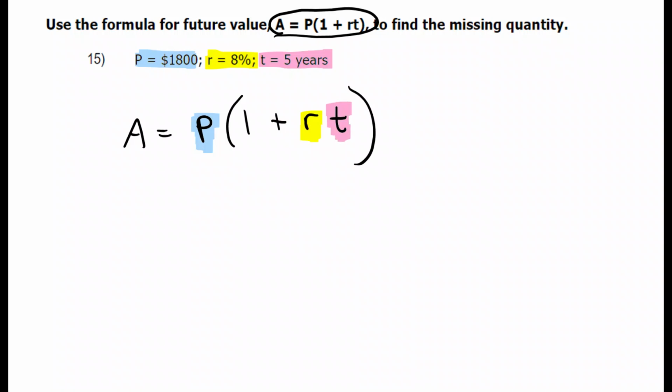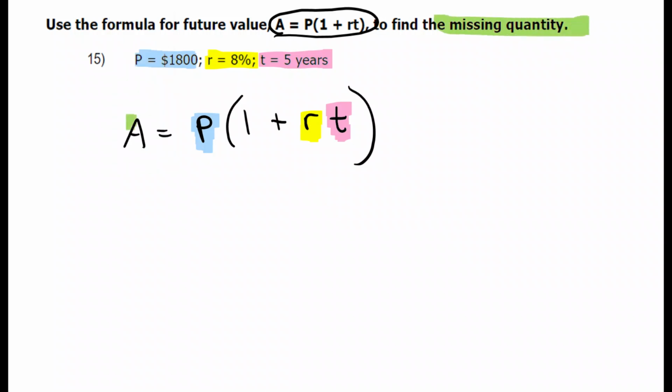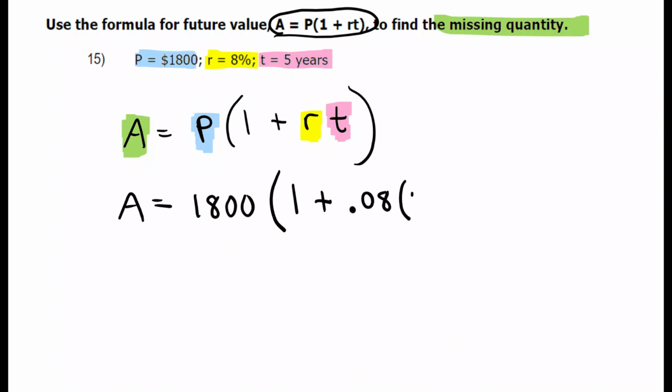And I want you to find the missing quantity. So our missing quantity is the A. We're solving for A, okay? So A is going to equal, put the 1,800 where the P is, 1 plus R is 8%, that's 0.08, and then you're going to multiply that times 5 years.